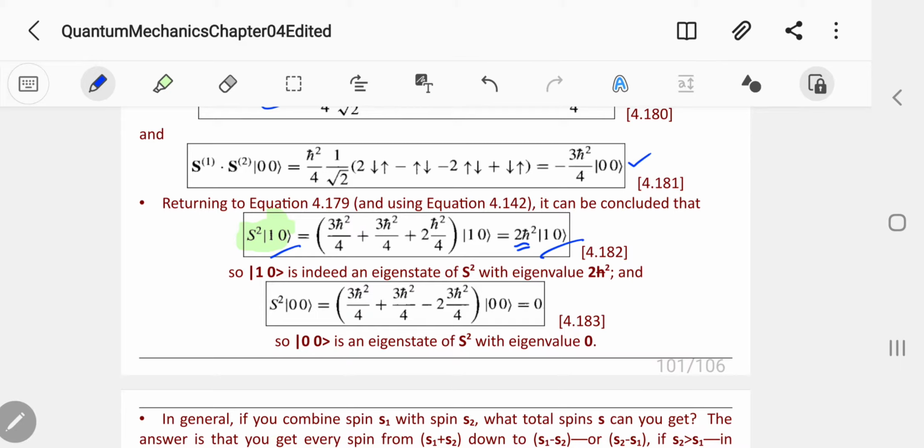And for S square on the singlet, this will just be, so this one is 3h bar square over 4 plus 3h bar square over 4 minus twice this one, and that's here. So this is now equal to 0. So the eigenvalue of S square on the singlet state is 0.